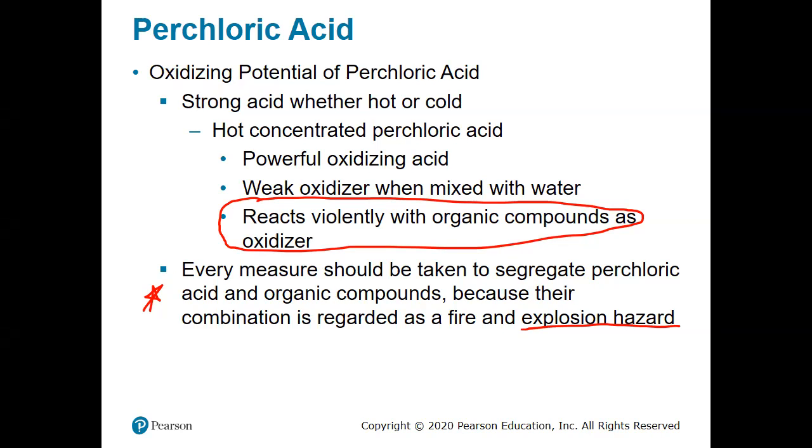So while it is not nearly as common in use as nitric acid, and in a lot of ways isn't nearly as powerful as nitric acid is, because we need it to be in a high concentration to really work, perchloric acid does have some pretty considerable hazards associated with it.